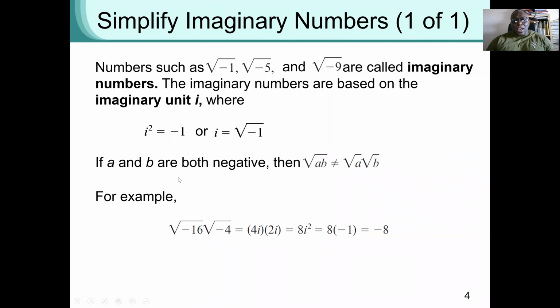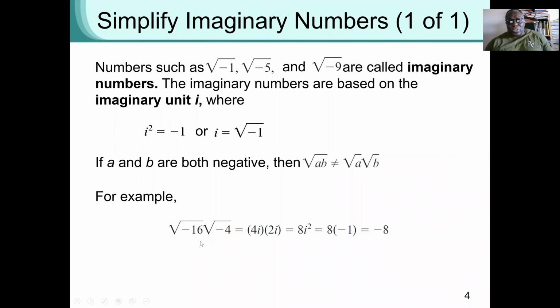So if A and B are both negative, then the square root of AB is not the same as the square root of A times the square root of B. So if I have a negative value A, and B also is a negative value, the square root of A times B is not the same as the square root of A times the square root of B. So an example is given here.